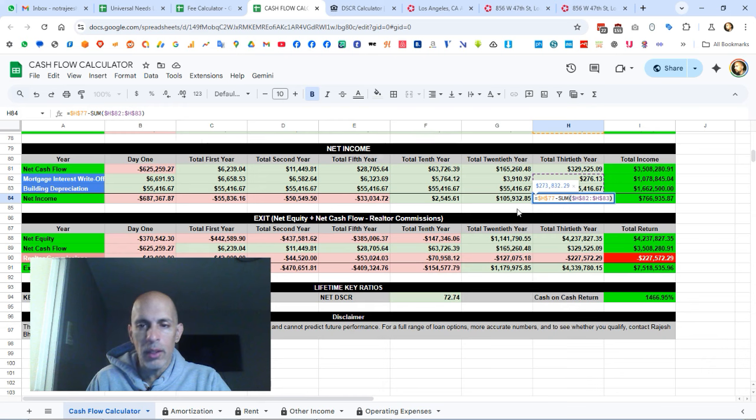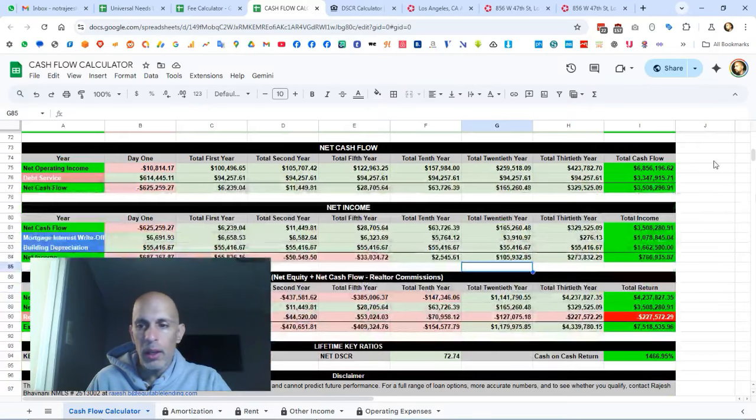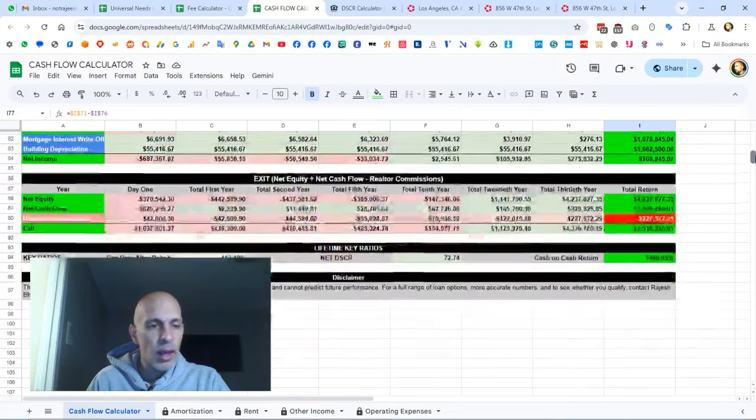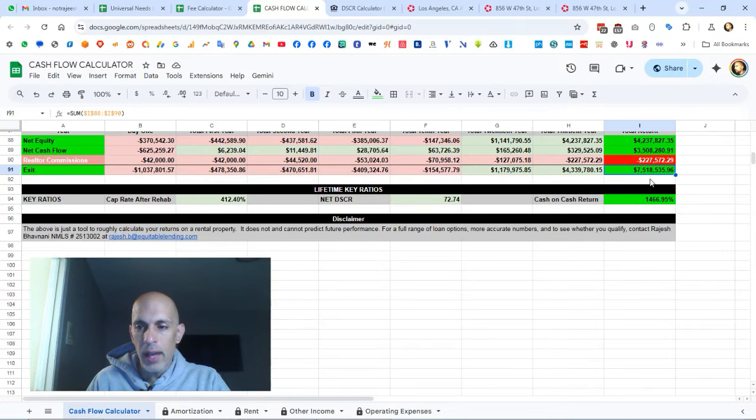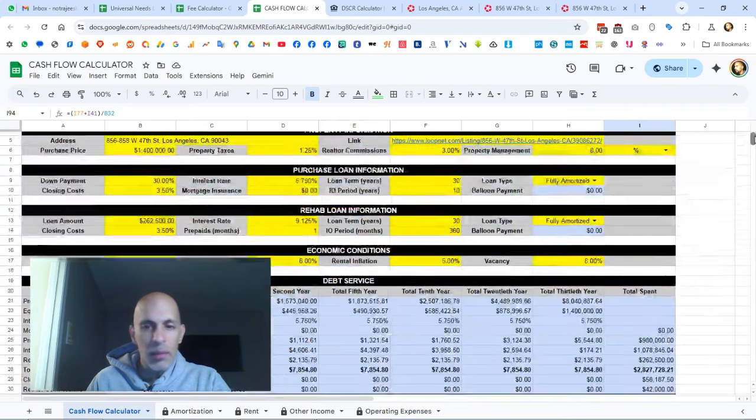Year 30, you're showing $273,000 in income. As far as cash flow goes, you were not showing 4.6, you're showing 3.5, and your exit is not 9.45 million, it's 7.5 million. So the cash on cash return is 1466%, or 15x your original investment, versus the 26x that I originally thought. But my bad.